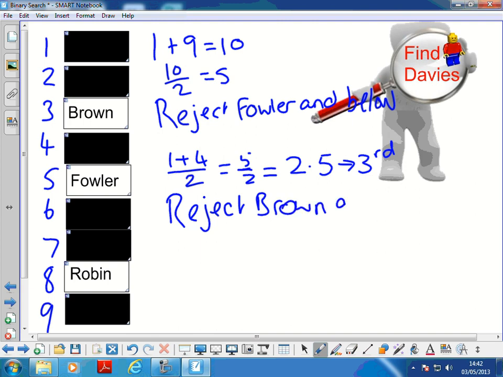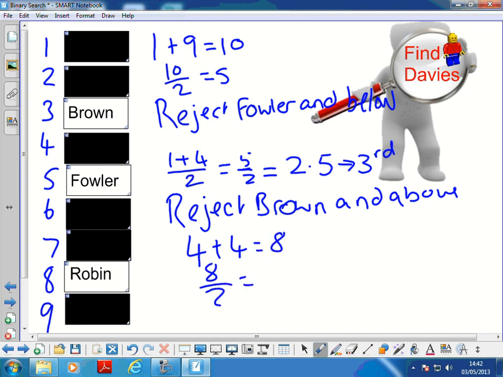Perfect. Do you have to write it? Well, this is the thing: with an algorithm you always have to keep going to the bitter end. So we're rejecting Brown and above. Our list is now person 4 and person 4. So we're going to follow the same steps. We're going to do 4 add 4 divided by 2 equals 4, exactly. And now we're going to reveal person 4.